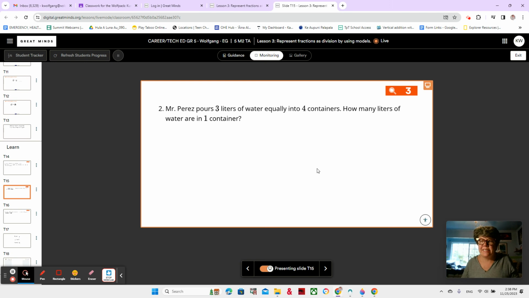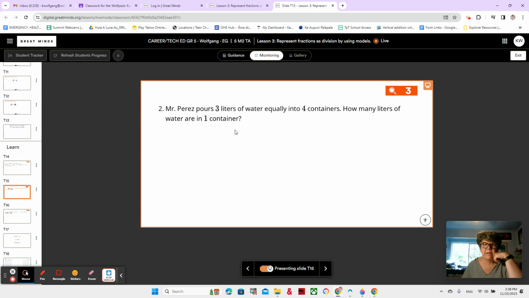Hi, this is Module 2, Lesson 3, and video number 2. And we are on page 23, just like we were for our last video, and you see the problem right in front of us that you also have in your book. Mr. Perez pours 3 liters of water equally into 4 containers. How many liters are in one container?